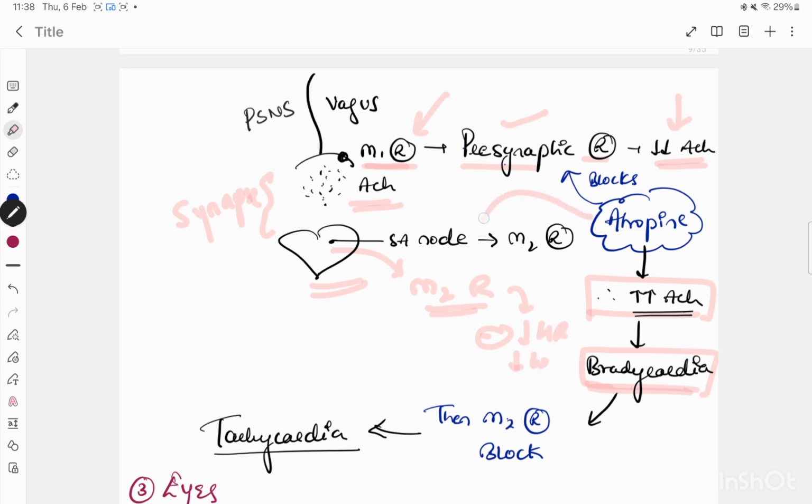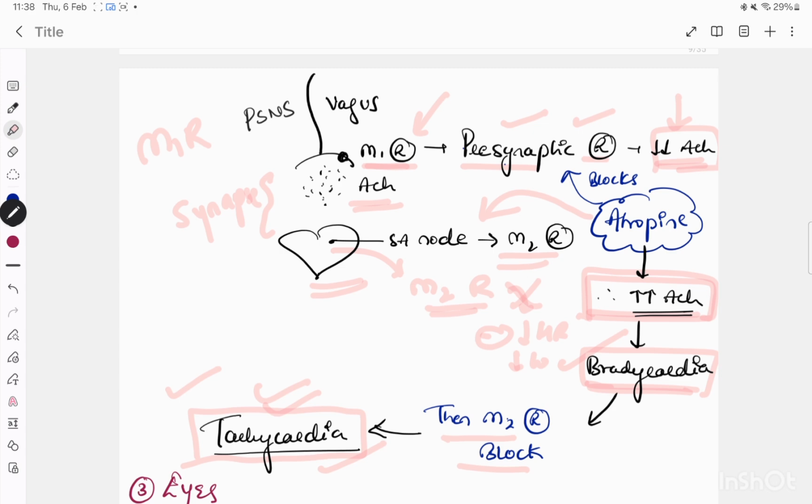Later, atropine will go and block this receptor also. Now it is blocking this M2 receptor itself. So later, tachycardia will happen. First, we learned that it is blocking M2 receptor and tachycardia is taking place. But the hidden thing here was that there is another M1 receptor present over here, on the vagus nerve, which is a presynaptic receptor. So atropine goes and blocks this also, because of which there is an increase in acetylcholine and bradycardia will take place. Later, it goes and blocks M2 receptor also, and then tachycardia takes place.